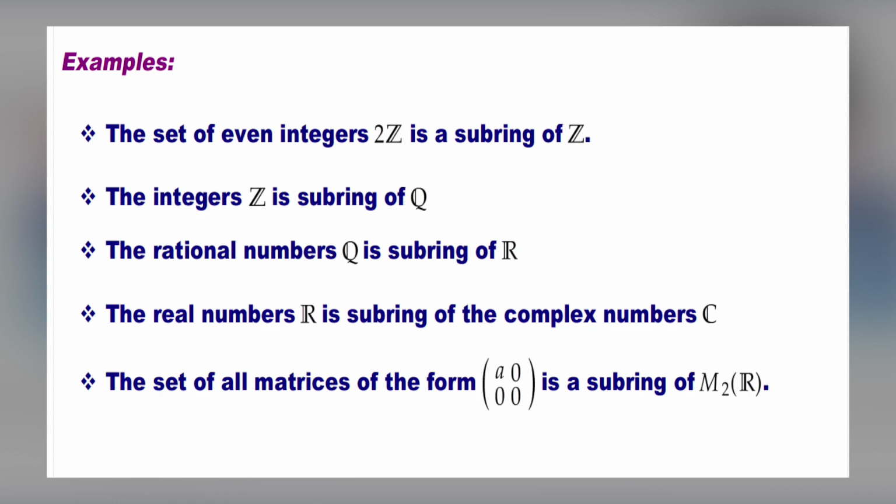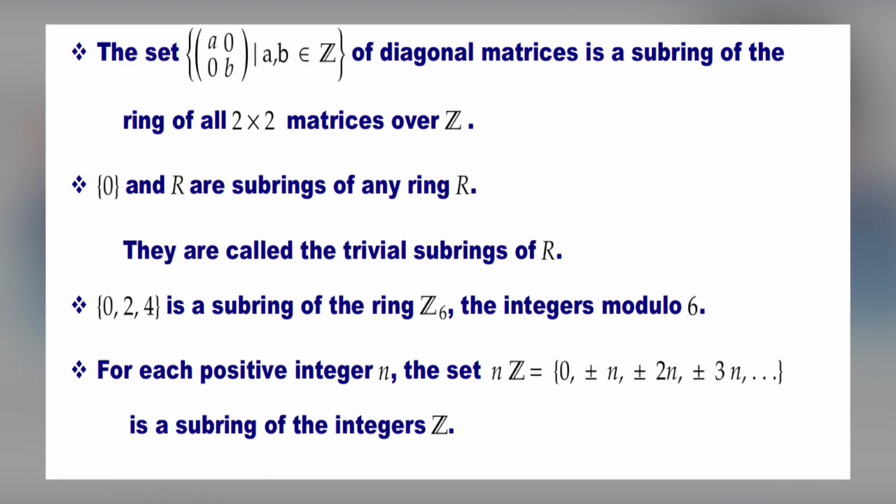The set of all matrices of the form [a 0; 0 0] is a subring of M2(R). The set of all diagonal matrices [a 0; 0 b] such that a, b belong to Z is a subring of the ring of all 2 by 2 matrices over Z. The singleton {0} and R are subrings of any ring R. They are called the trivial subrings of R. The set {0, 2, 4} is a subring of the ring Z6, the integers modulo 6.